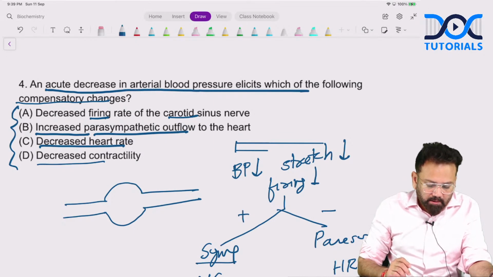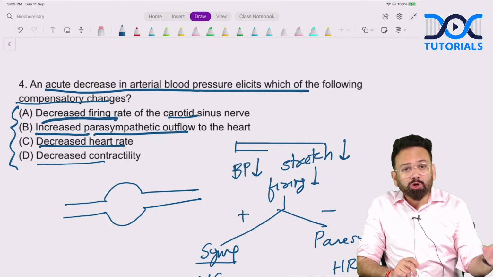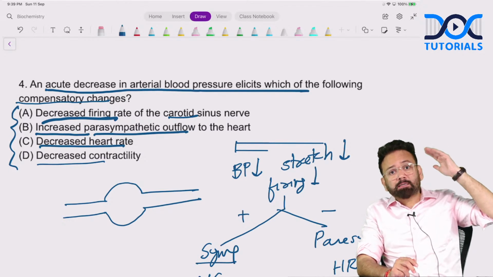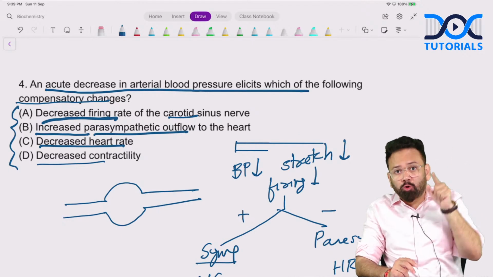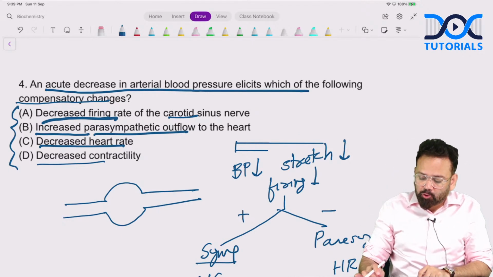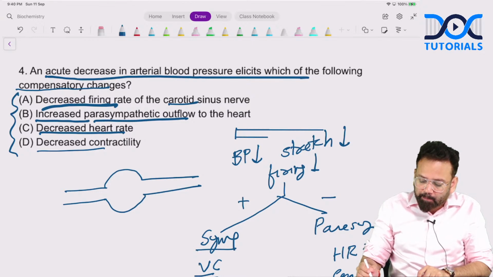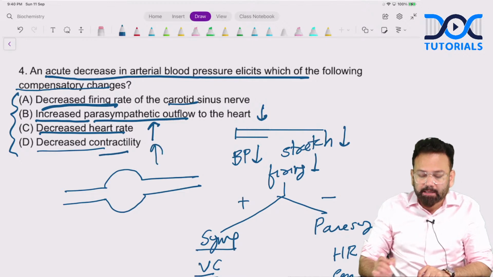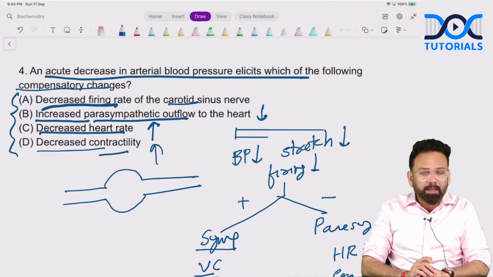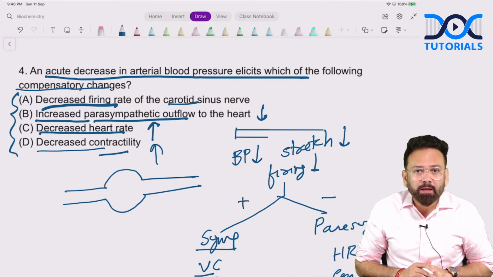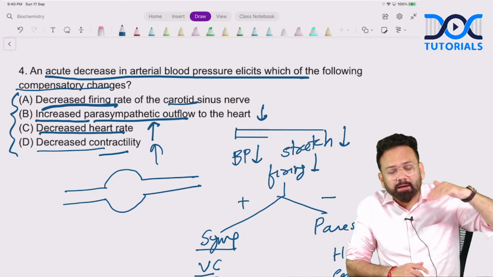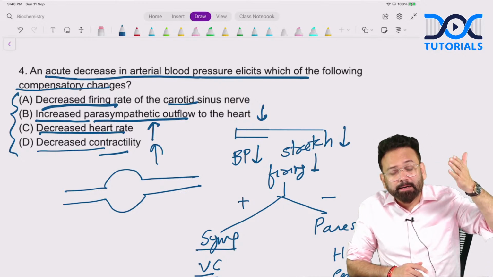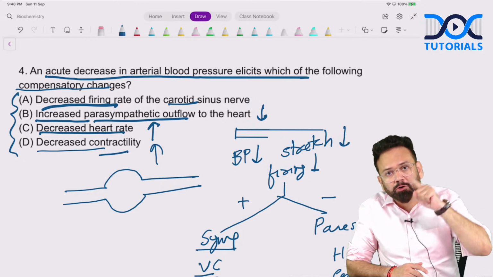Most of you are correct. Decrease firing rate. Now, most people think if BP is low, firing is high. No. If BP is low, stretch is low, firing is low. And this will activate your sympathetic system. So, parasympathetic is inhibited. Heart rate is increased, contractility is increased. So, the only correct answer will be A. Decrease BP means decrease firing rate. If increase BP, increase firing, inhibition of sympathetic and activation of parasympathetic.